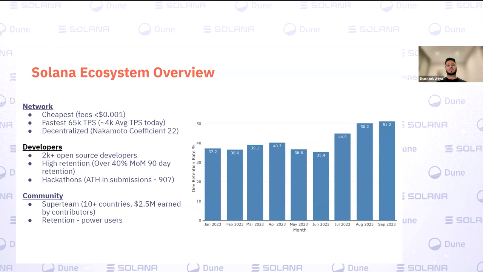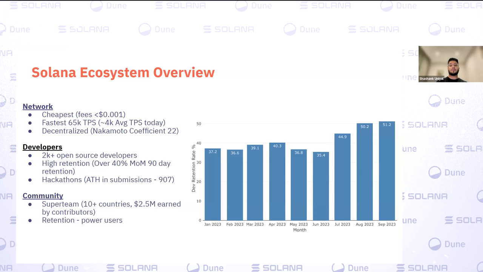Fastest TPS, transactions per second, can go up to 65K, but today's average is about 4K, and that's just dependent on block space. Also, it is one of the most decentralized blockchains. We have about 2.1K validators, and that brings the Nakamoto coefficient to about 22, which is high. So what does this mean as a user? As a user, it means that you can do a lot of transactions on Solana and not have to worry about gas. And they settle very fast as well. Sending USDC from here to, say, China would take milliseconds.